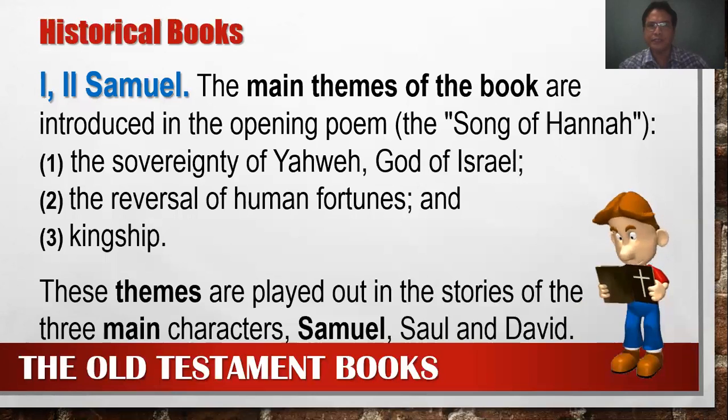First and Second Samuel. Introduced in the opening poem of this book is the Song of Hannah, which is about the sovereignty of Yahweh, the God of Israel, the reversal of human fortunes and kingship. These themes are played out in the stories of the three main characters, Samuel, Saul, and David.